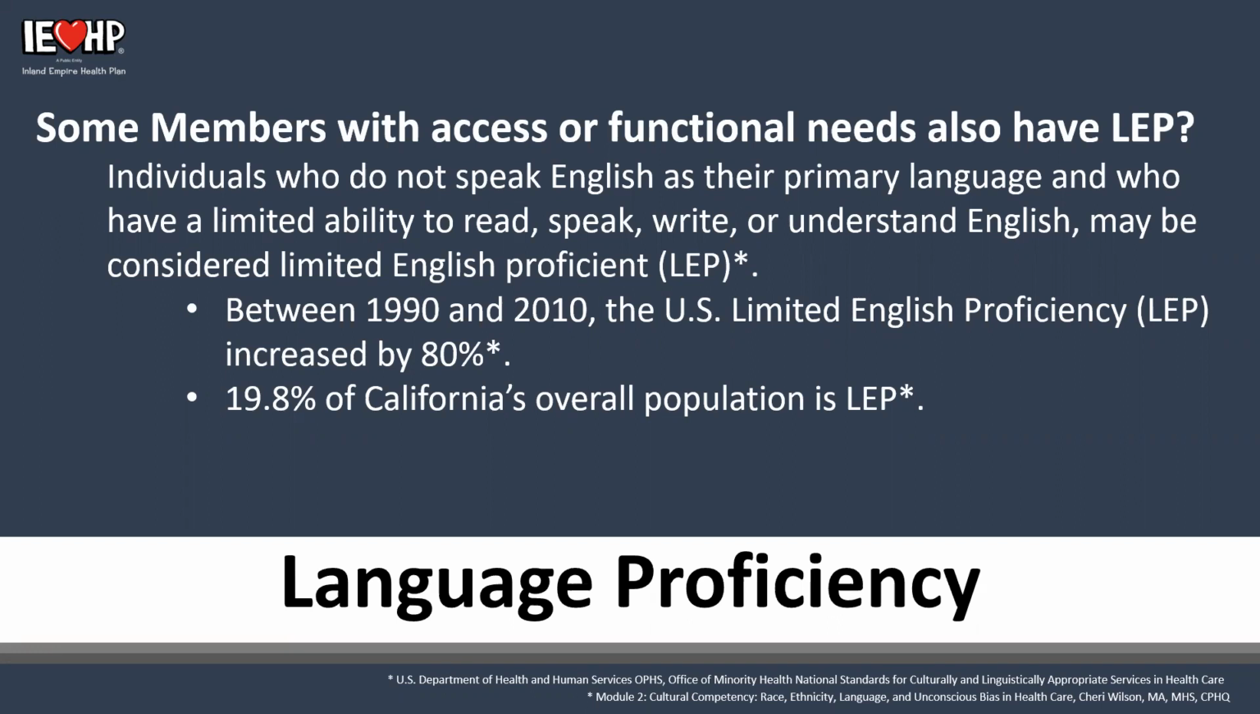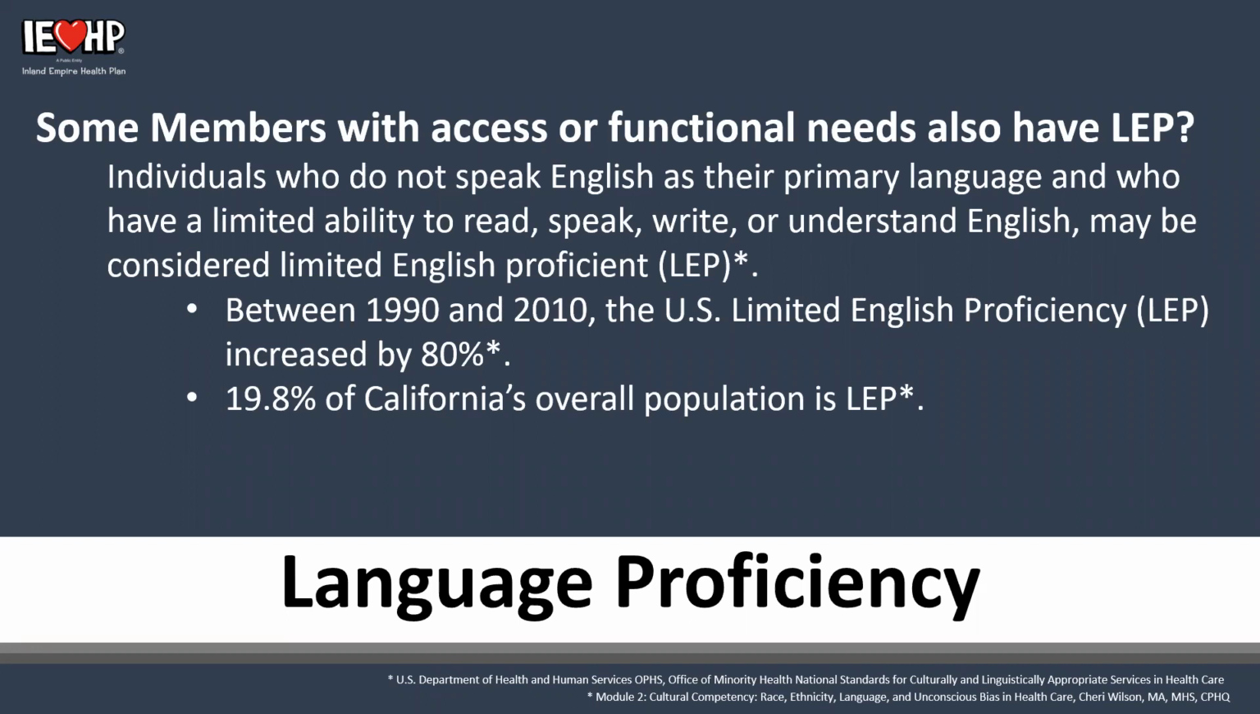And then we also know that as late as 2014, some numbers that we have from lep.gov say that about 19.8 to about 17.5% of Californians currently have limited English proficiency.